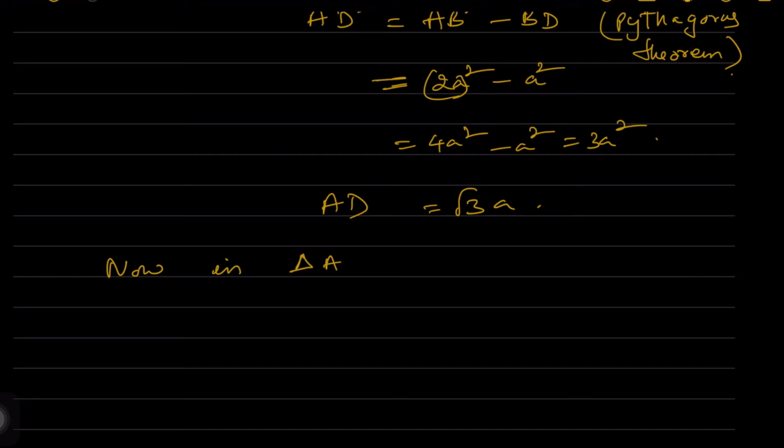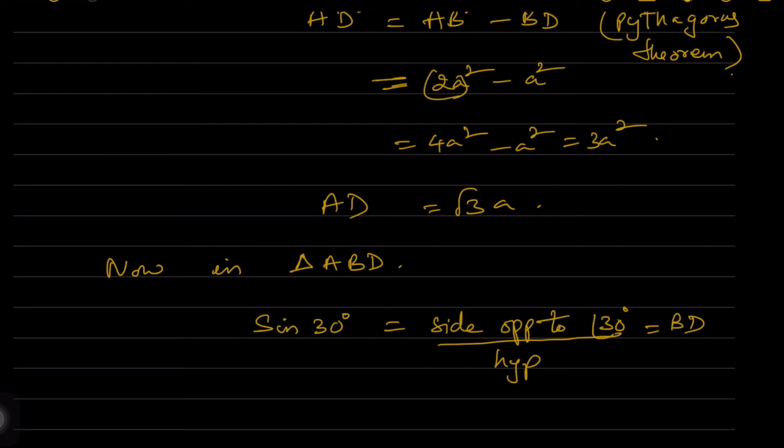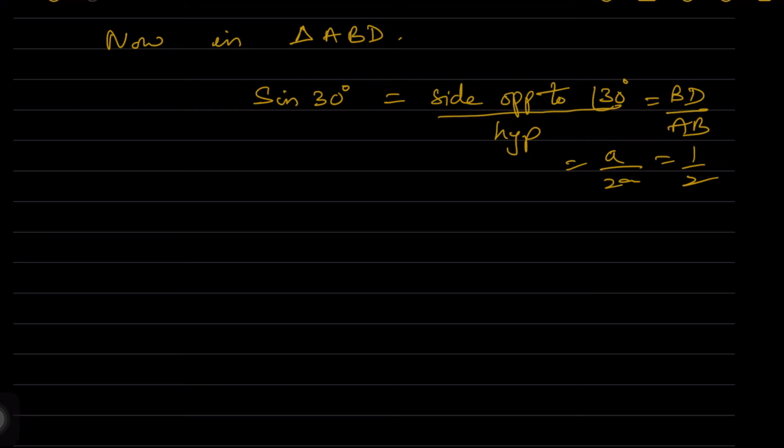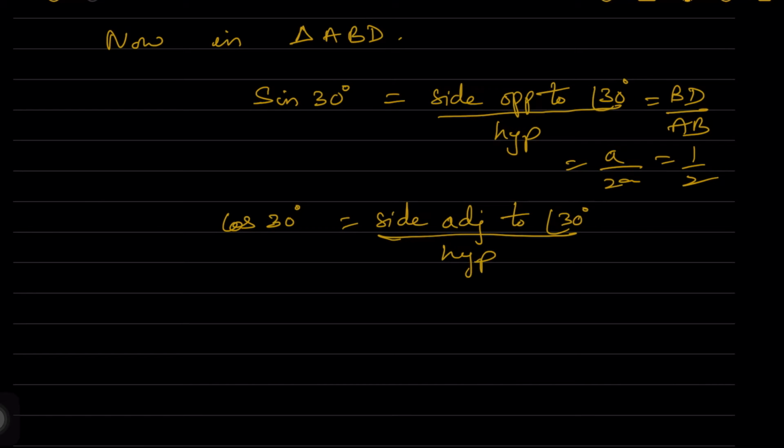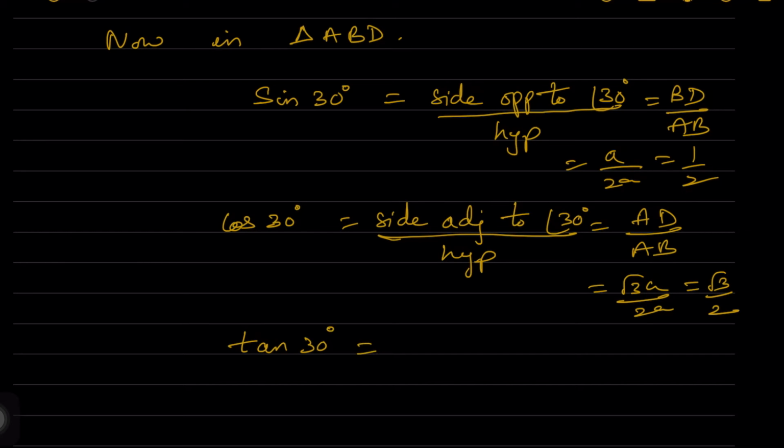So now in triangle ABD, sin 30 is equal to side opposite to angle 30 by hypotenuse, which is equal to BD by AB, which is equal to A by 2A, which is equal to half. Similarly, we can find out what is cos 30, side adjacent to angle 30, that is AD by hypotenuse, that is AB, which is equal to root 3A by 2A, which is equal to root 3 by 2.